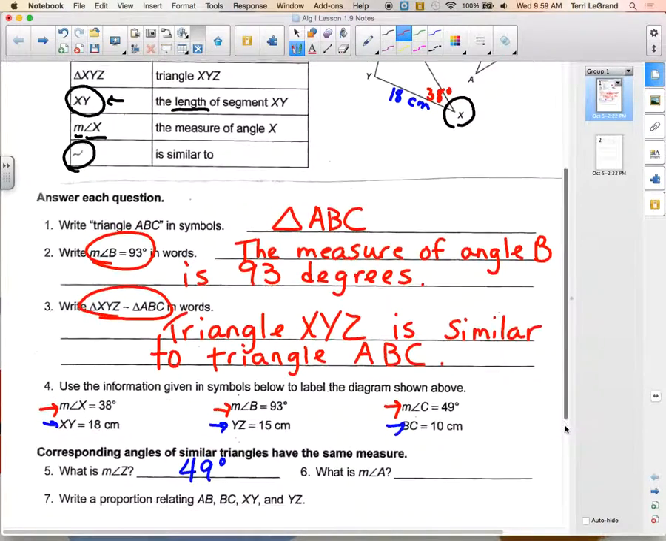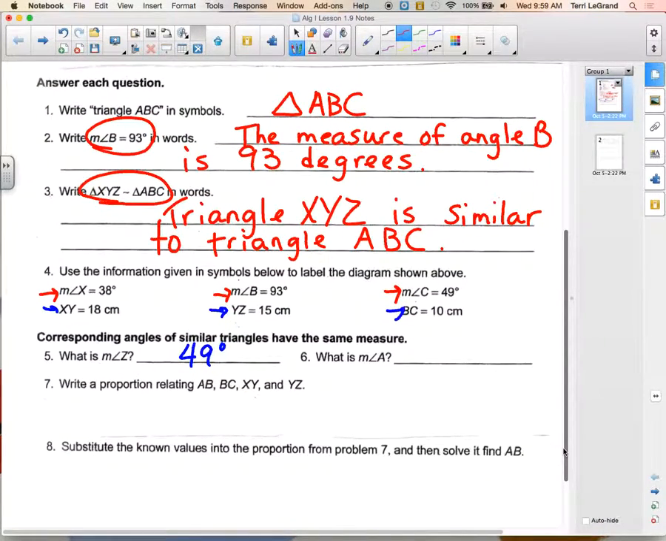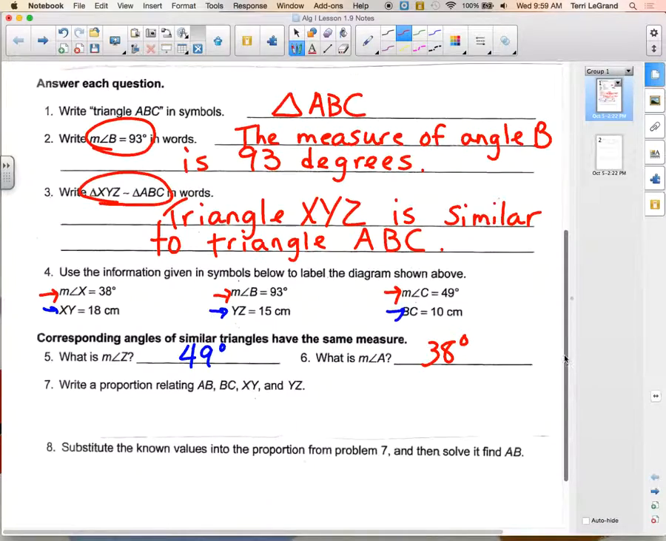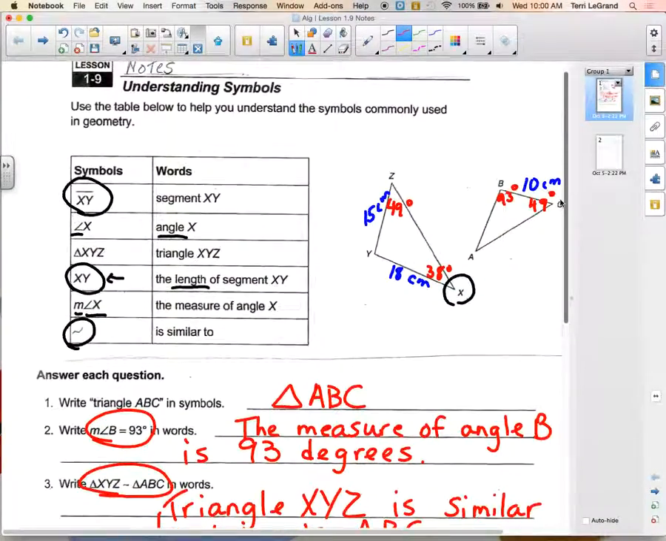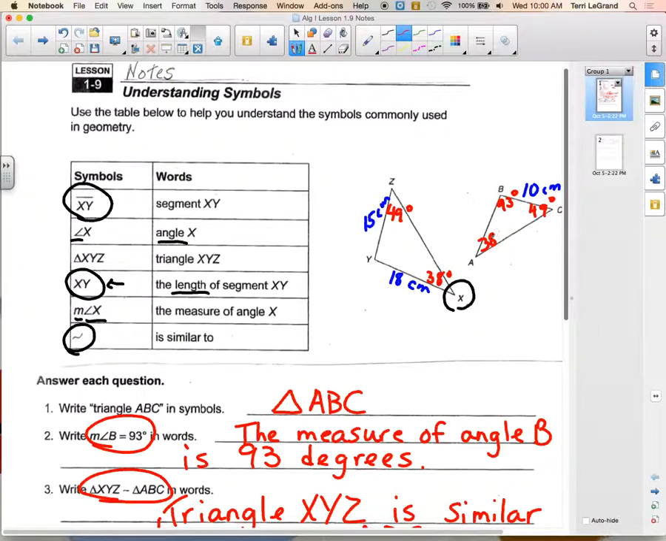Okay, well then they say what's the measure of angle A? 38. It would be 38 because why? It's the same as X. Because X is 38 and they are what kind of angles? Corresponding. Corresponding angles, so we could say that one's 38 degrees. And so we'll go up to A and we'll put in that one, we have a 38 degree one. Okay.